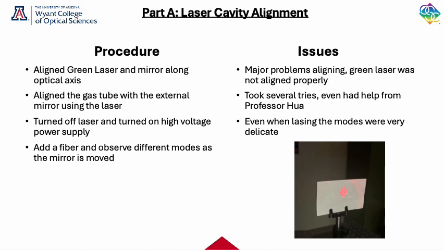Next, we turned off the laser and then turned on the high voltage power supply. And then we fine-tuned the gas tube placement and the mirror until we were able to find the lasing. After this, we added the fiber and observed the different higher order modes as the mirror was moved.